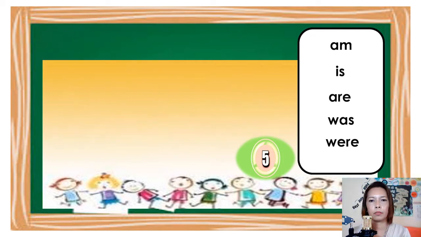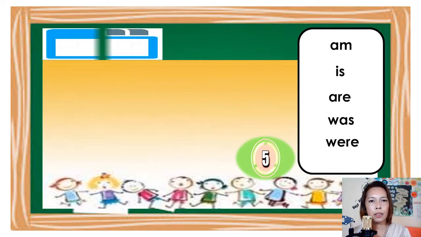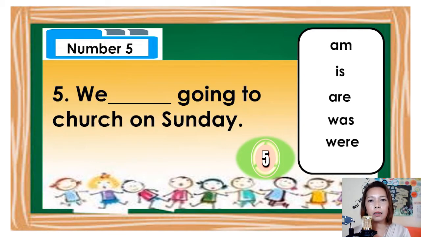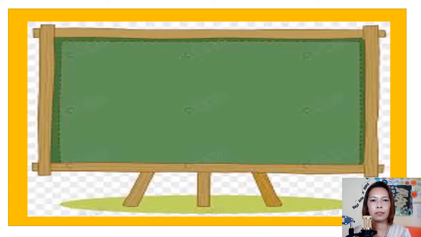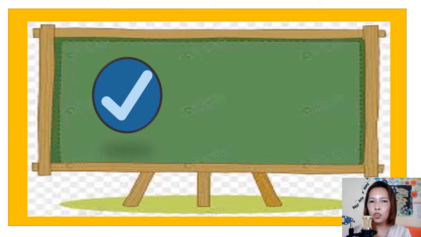Fifth sentence to be completed is, we blank going to church on Sunday. We blank going to church on Sunday. Time starts now. Time's up! Are you done? So let us check your answers.